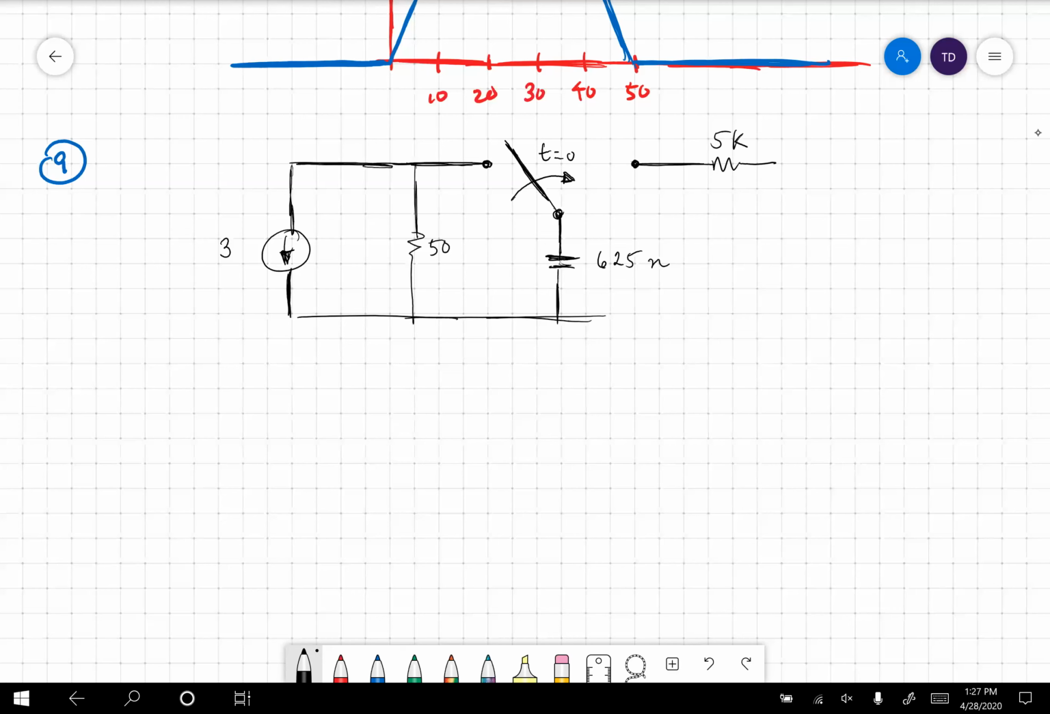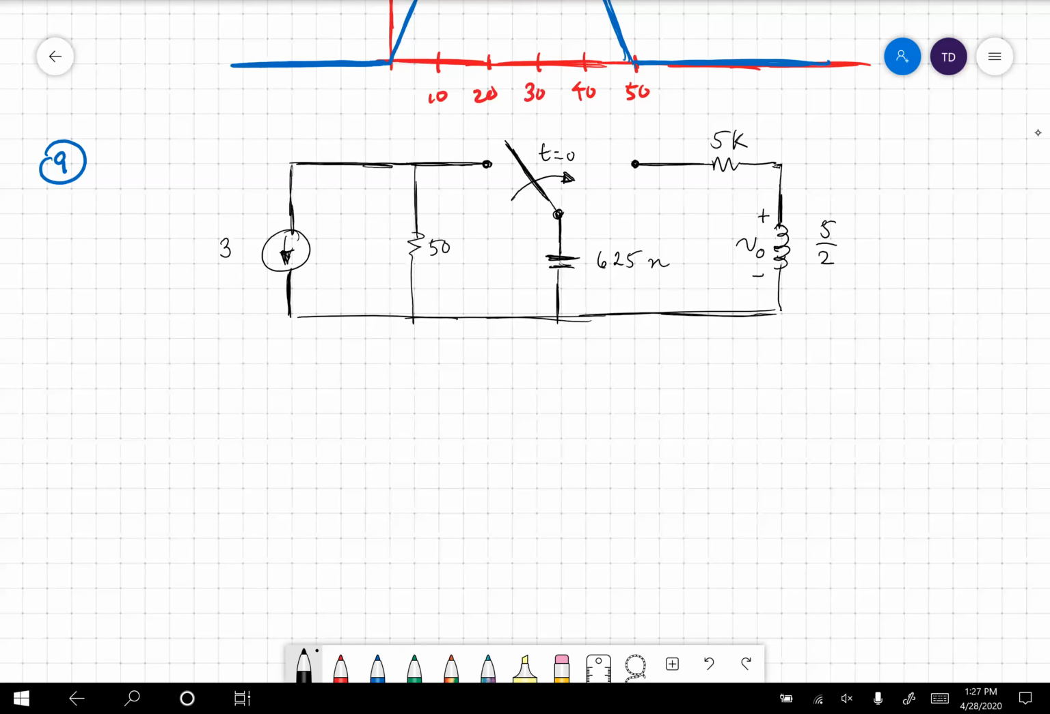5K. 0.5 Henrys, 2.5. I don't know. Your author does that a lot. You know me, I like numbers. 5 halves. V0 is given over here. Okay, so let's see what it says here.